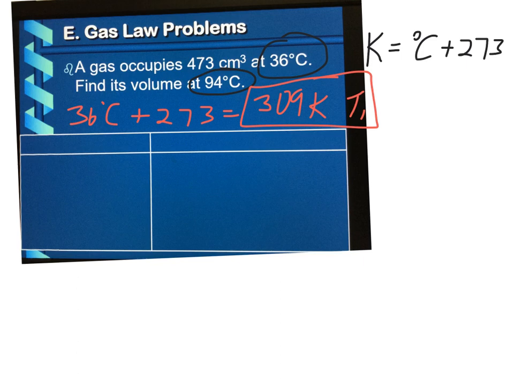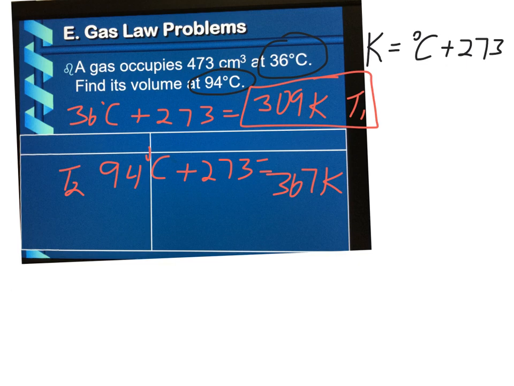Now, your second temperature, your T2, is 94 degrees Celsius. So still plus 273, so you can get the Kelvin. How much is 273 plus 94? 367. Okay. Okay, maybe it's the other one. Hold on. 36 plus 273. Something looked off there. All right.